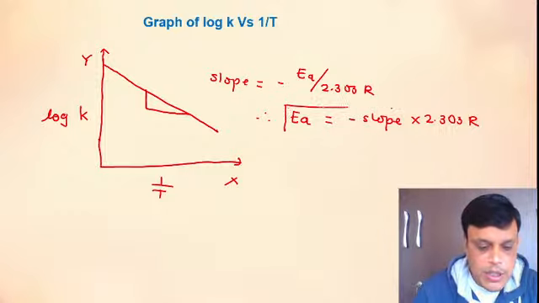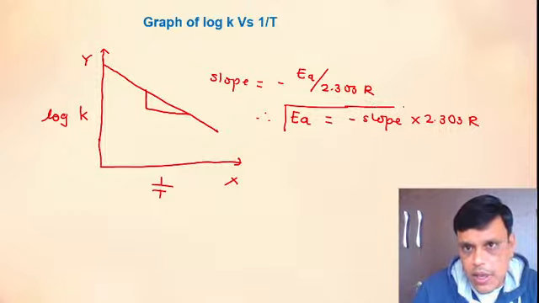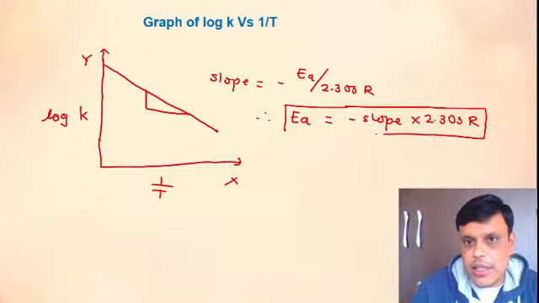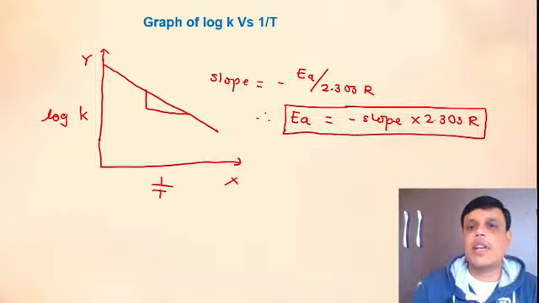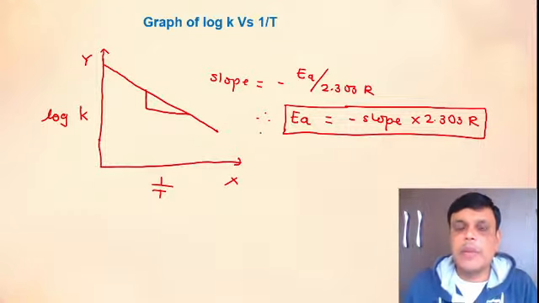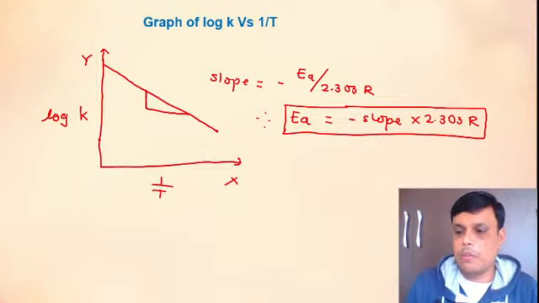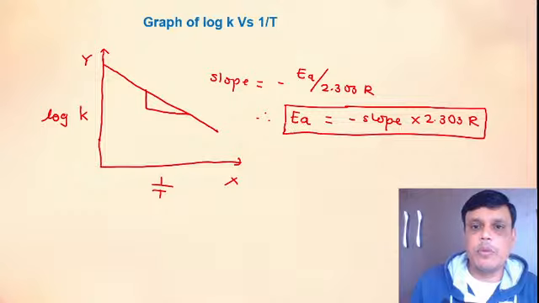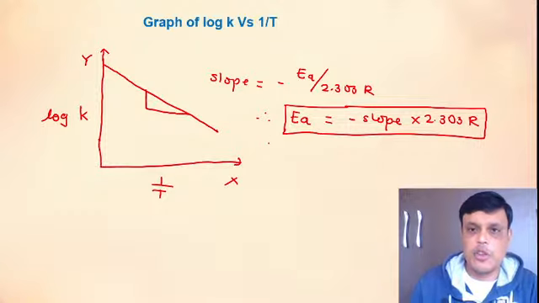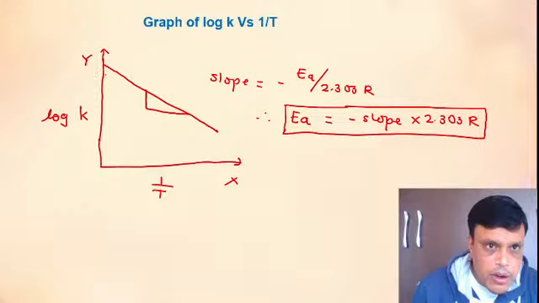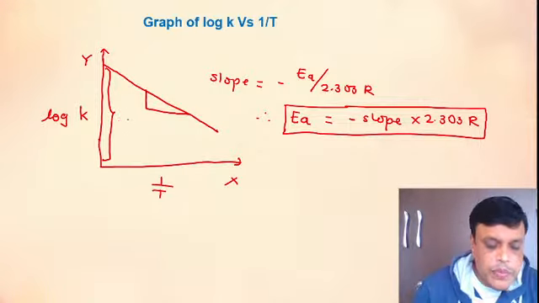So this is the first method, called the graphical method. Graphical method means we have to plot a graph, and from that graph you can find out the slope. By using that slope you can find out the value of the energy of activation. And there is an intercept on log K, which is equal to log A.